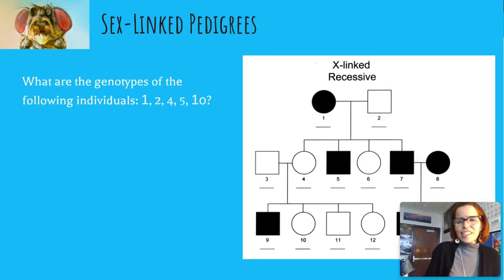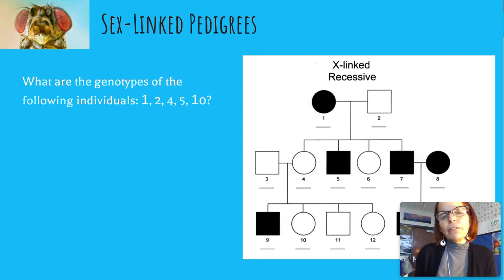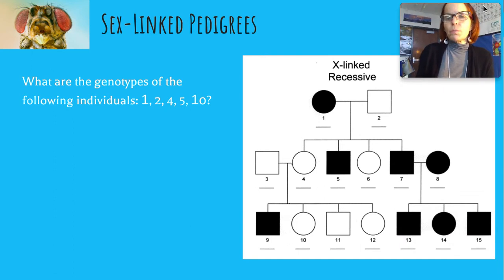All right, and then sex-linked pedigrees. This is a pedigree where the trait is carried on the X chromosome, so we call it X-linked, and I'm telling you that it's a recessive trait. So what are the genotypes of the following individuals? I want you to pause this video if you haven't seen this already, and try to figure out what are the genotypes of those particular individuals. I'll talk you through the first two, and then you can figure out the rest.